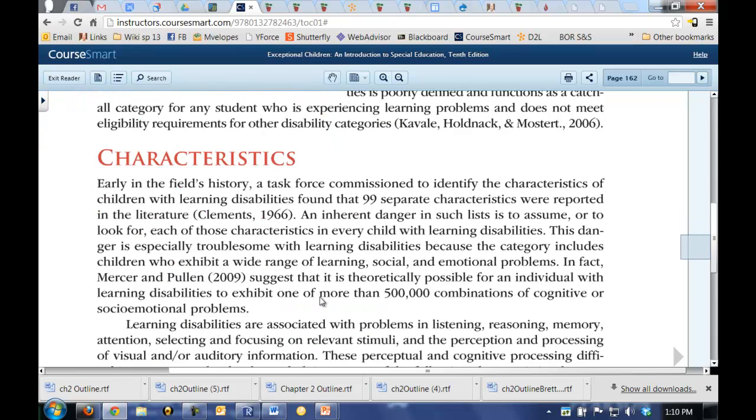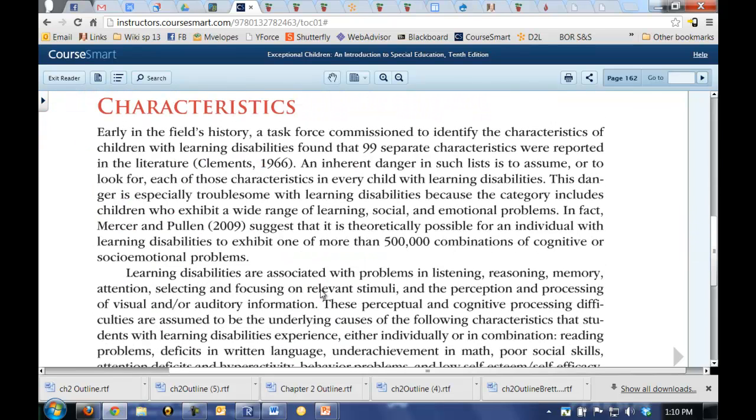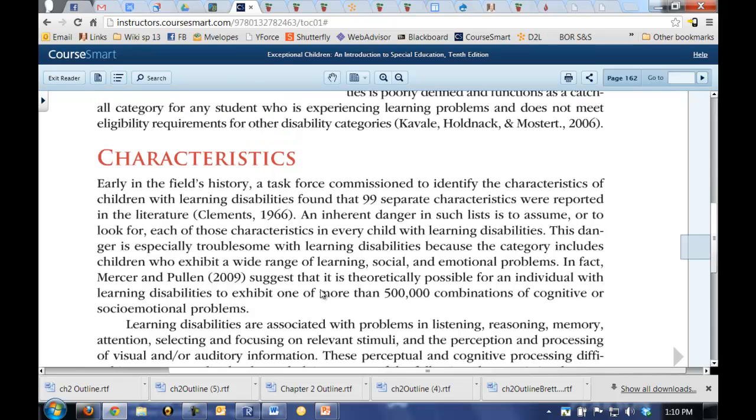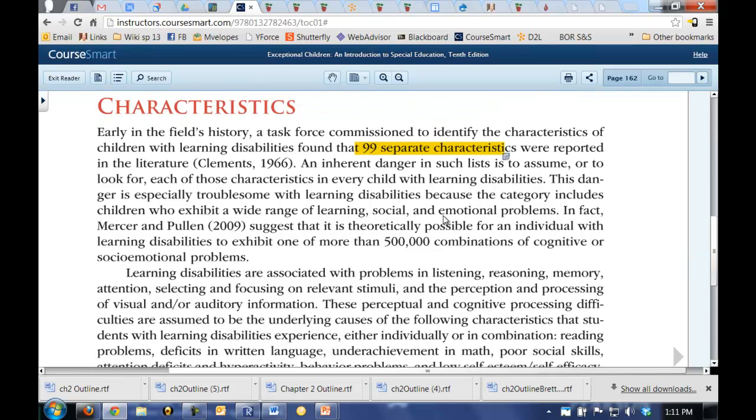Okay. So what are some of the characteristics of a learning disability? Early in the field's history, a task force commissioned to identify this found 99 separate characteristics that were reported of people that had learning disabilities. The inherent danger of this list is to assume that you look for each and every characteristic in every child with a learning disability. This danger is especially troublesome with learning disabilities because the category includes children who exhibit a wide range of learning, social and emotional problems, which we know doesn't always mean it's a learning disability. They often can come alongside, but doesn't always mean that.